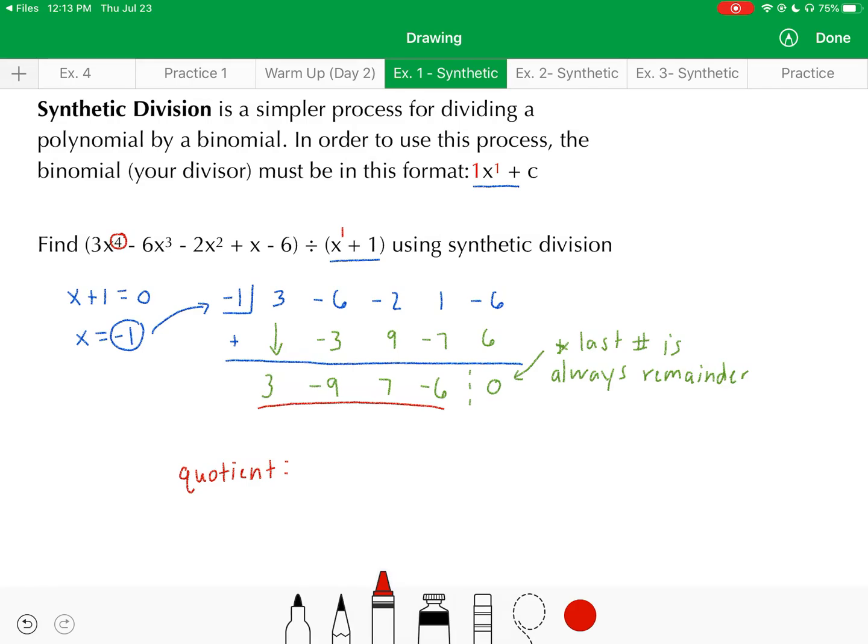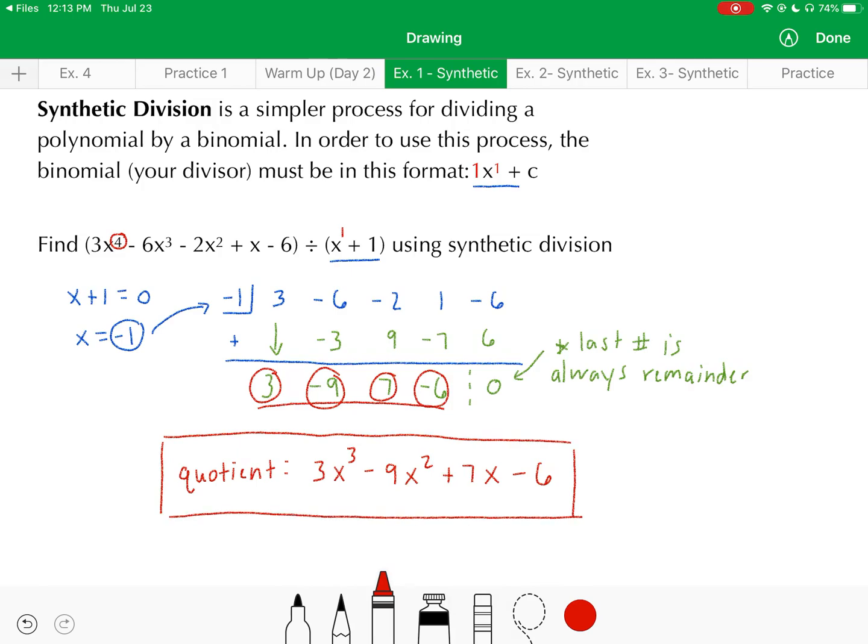So that means that this 3 right here would be the coefficient of x to the third power. So we have 3x cubed, okay? Then the -9 would be a coefficient for x squared. The 7 would be a coefficient for x, and then the -6 is your constant. Okay, so there's your quotient. All right, let's do a second example.